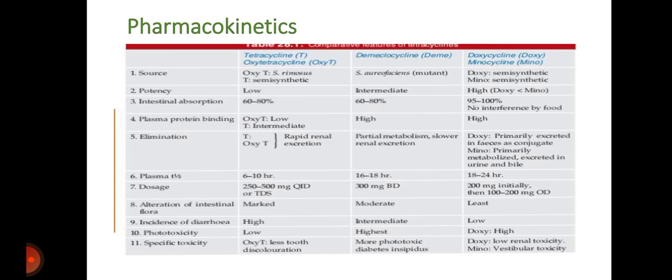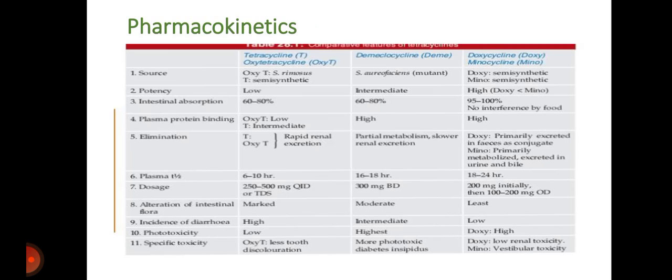Elimination. Tetracycline and oxytetracycline are eliminated by rapid renal excretion. Demeclocycline by partial metabolism and slower renal excretion. Doxycycline is primarily excreted in feces as a conjugate. Minocycline is primarily metabolized and excreted in urine and bile.